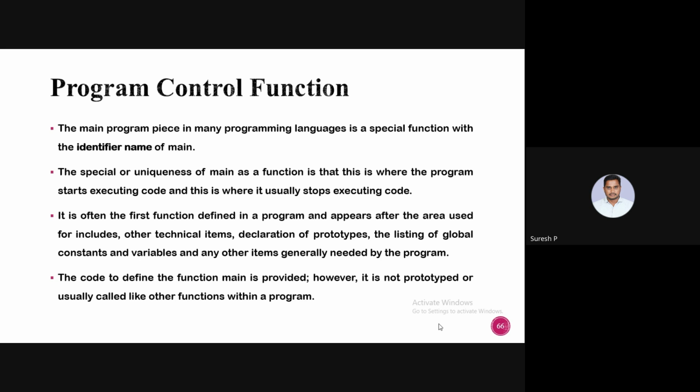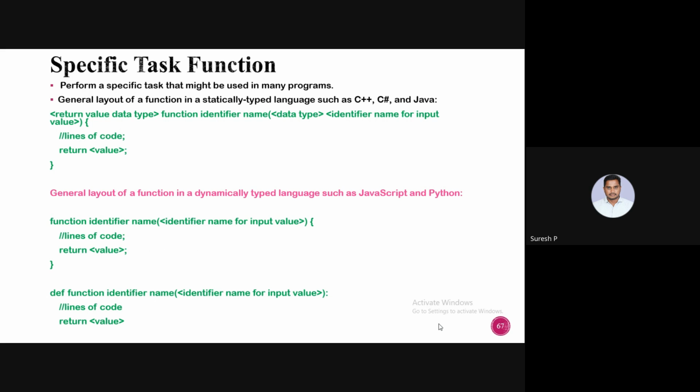Generally, the main function will not have a prototype. That is, the declaration of the main function will not be there, and also the function call will not be there. Whenever you start a program, the main function will be invoked. Only the definition of the main function will be there. There will be no function call, and no function declaration or function prototype.